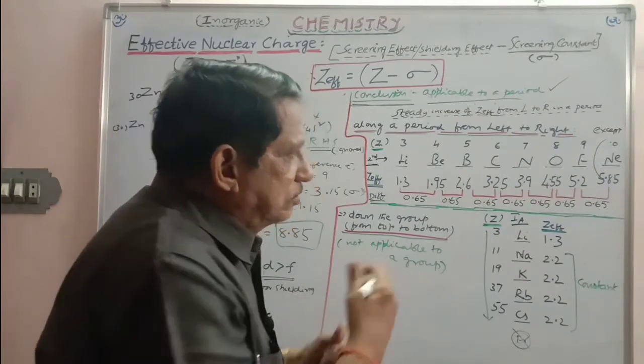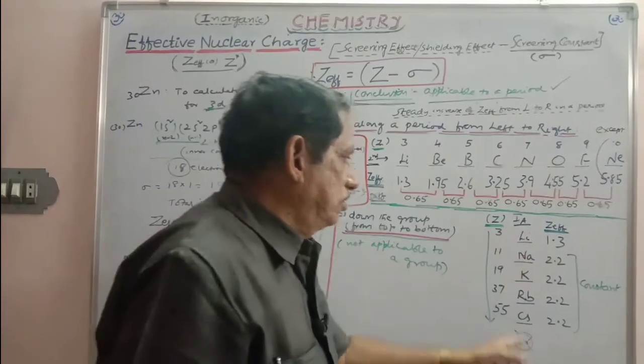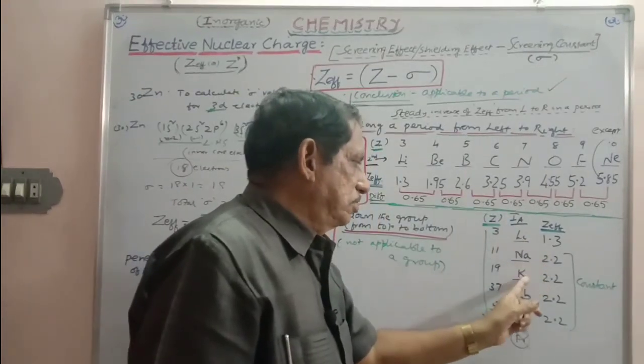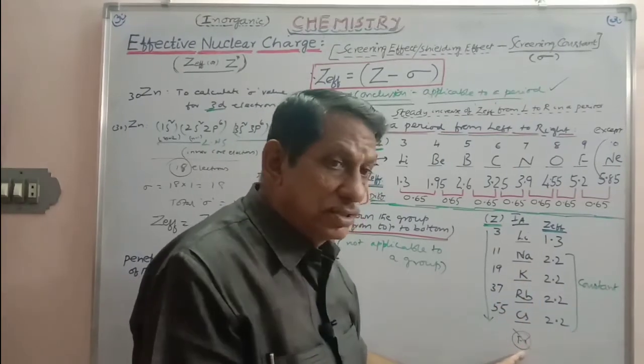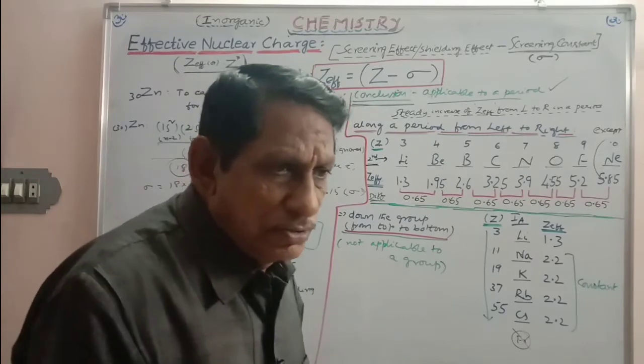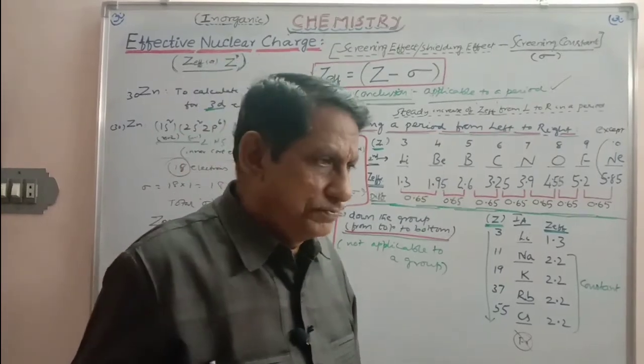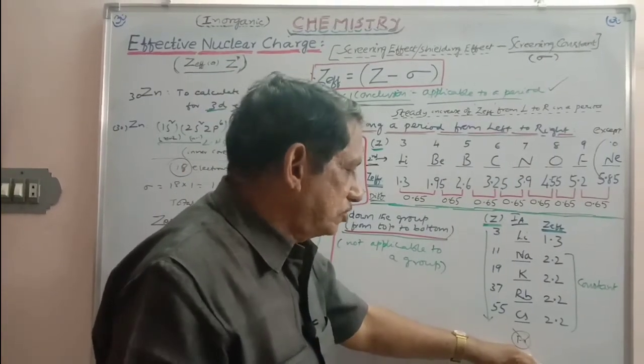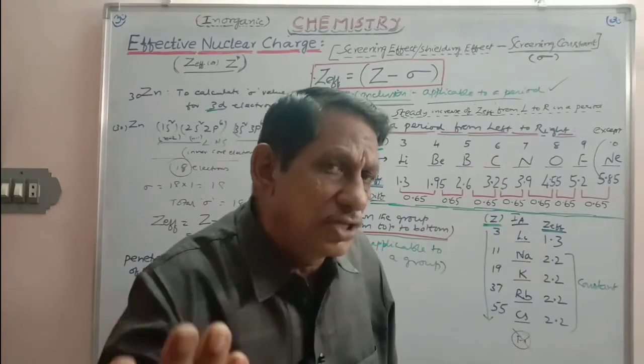Now let us consider a group. I am considering the first A group here: lithium, sodium, potassium, rubidium, cesium, francium. You need not consider francium because it is radioactive. The substance is less available and its properties are also not known much. So you need not consider it when studying the properties of the remaining elements of the same group.